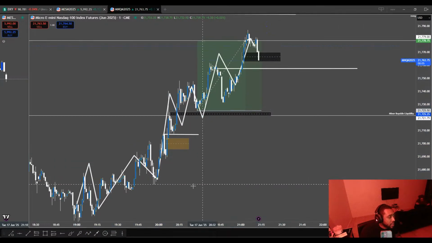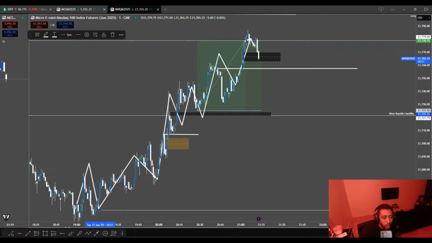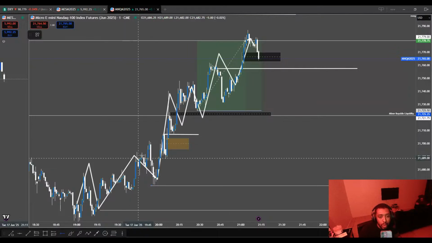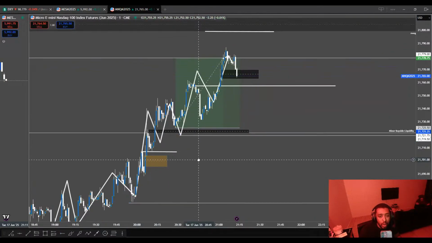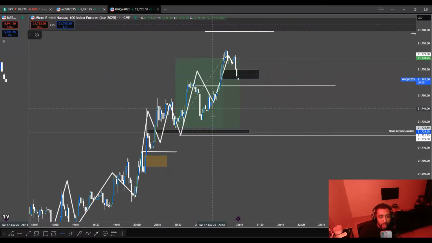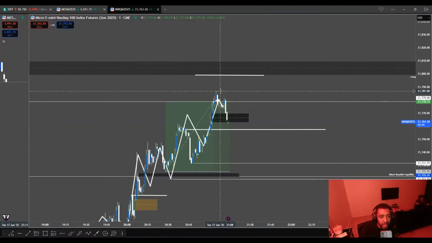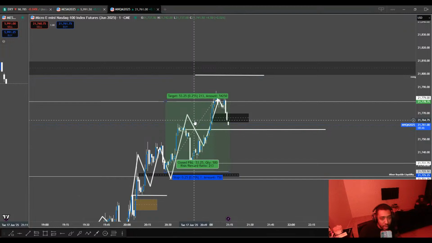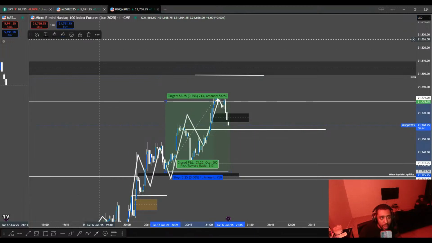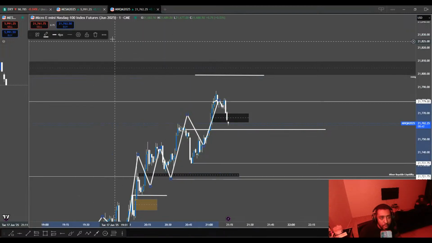So this is liquidity. Somebody want to know about liquidity? Liquidity is highs and lows. That's liquidity. This low is liquidity. And it's just money. Liquidity is just money. This low right here, liquidity. This low right here, liquidity. This high right here, liquidity. You see what I'm saying? Liquidity is just highs and lows in the market.